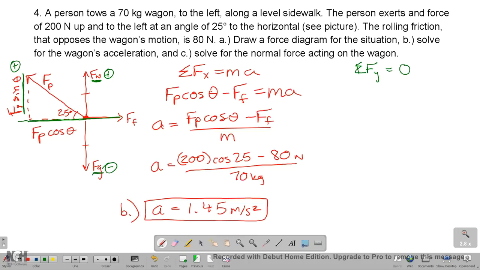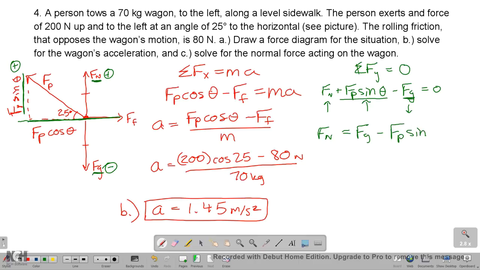So we're going to say that the normal force plus Fp sine theta, because they're both positive, minus Fg is equal to 0. And if it helps you, Fn is pointed up, Fp sine theta pointed up, Fg pointed down. Now, we're solving for Fn, so let's go ahead. We need to add Fg to the other side, and we need to subtract Fp sine theta. So it's going to be Fg minus Fp sine theta on the other side.